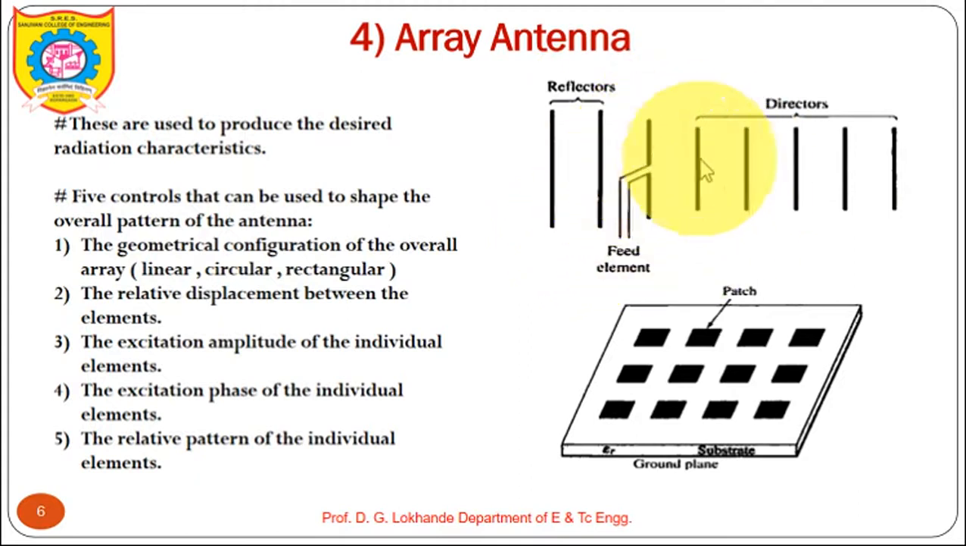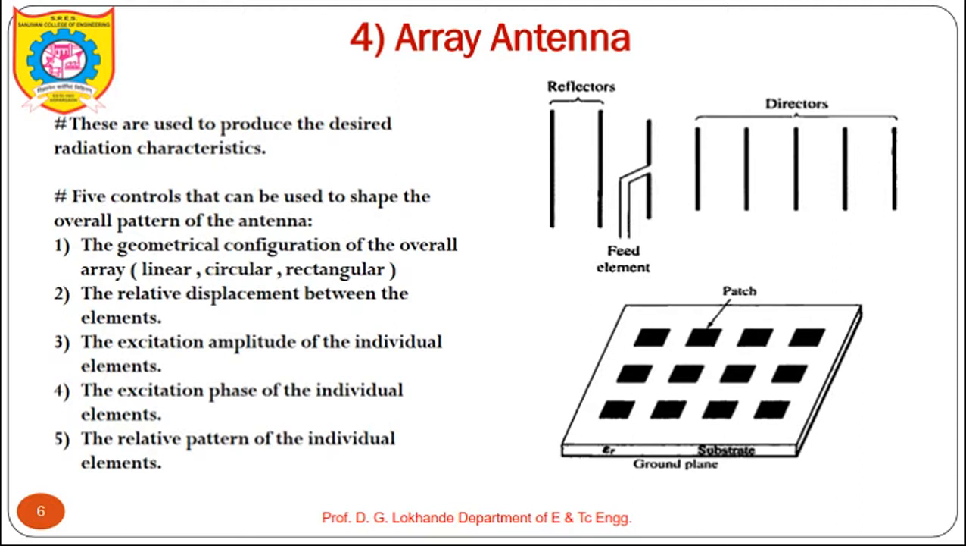Now these antennas are very directional in a particular direction, and the dipole is the heart of these antennas. These are used to produce the desired radiation characteristics in a desired direction. There are 5 controls that can be used to shape the overall pattern of the antenna. Number 1 is the geometrical configuration of the overall array, either linear, circular, or rectangular.